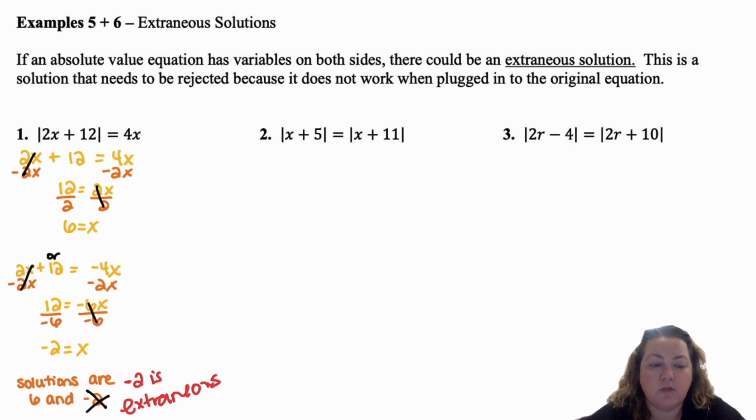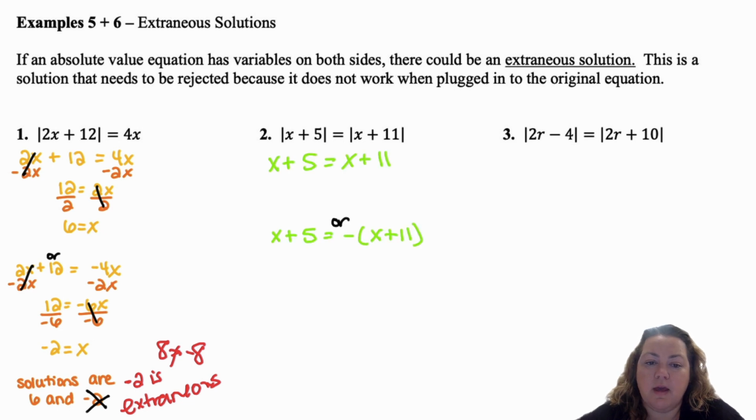When I plug negative 2 in, 2 times negative 2 is negative 4. Negative 4 plus 12 is 8, and the absolute value of 8 is 8. And then if I do 4 times negative 2, I get negative 8. Well, 8 does not equal negative 8, so that actually doesn't work.